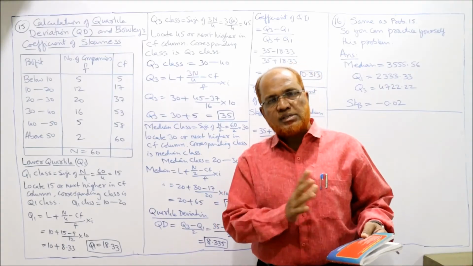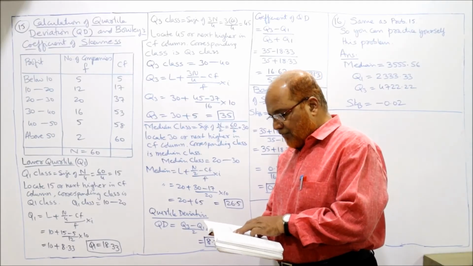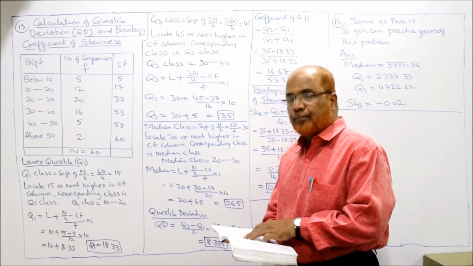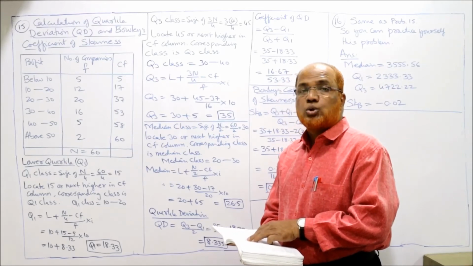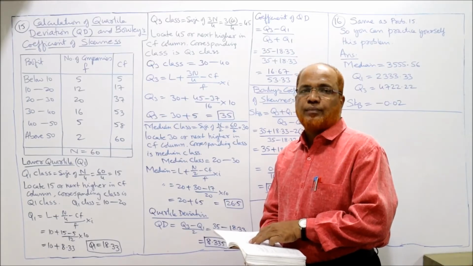Already we have done the problems in measures of central tendency. Now see the 15th problem. Calculate coefficient of quartile deviation and Bowley's coefficient of skewness from the following data. So we are required to calculate two things. First of all, we need coefficient of quartile deviation, QD.